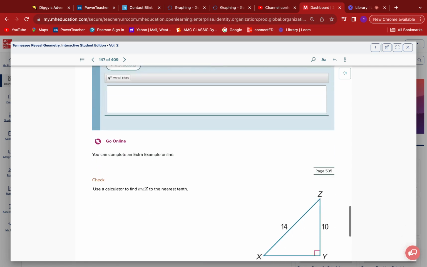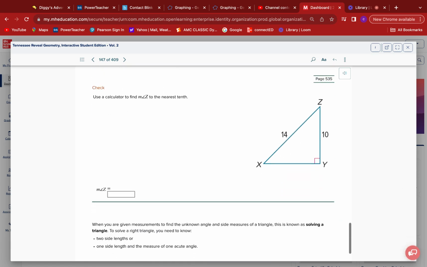All right, so turn to the next page. We got our check. We want to find the measure of angle Z to the nearest 10th. All right, so Z is our theta. Let's look at what sides we have. We have a leg and we have a hypotenuse. So I know it's going to be either sine or cosine because I have a hypotenuse, which is 14, and sine and cosine both have a hypotenuse in it. Now, according to angle Z, I have the adjacent side to Z. So if you're wondering which one I'm going to use, it's cosine because Z has the adjacent side 10 and the hypotenuse 14. So we're going to do an inverse cosine.